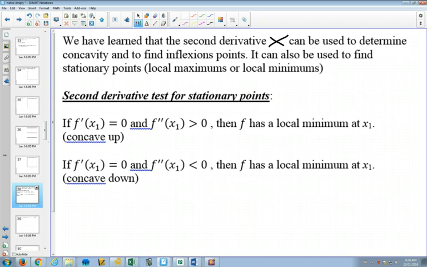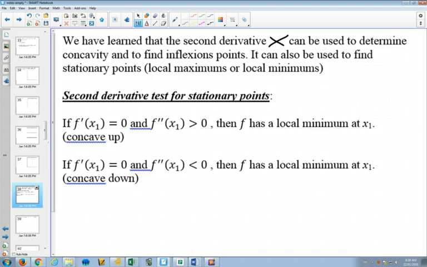Today, we're going to look at the second derivative test, and the second derivative test is a test for maximums and minimums. So when we talk about the second derivative test, we're not going to be talking about concavity, whether something is concave up or concave down. We're going to be talking about whether the original function had a maximum or a minimum.